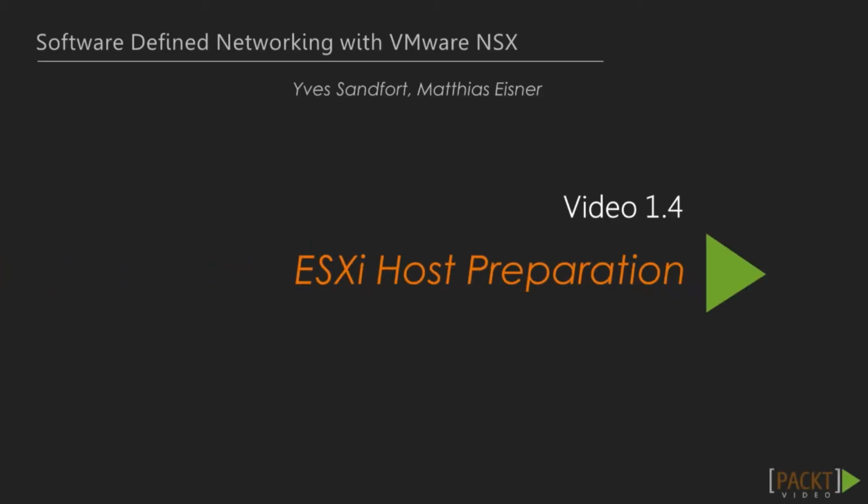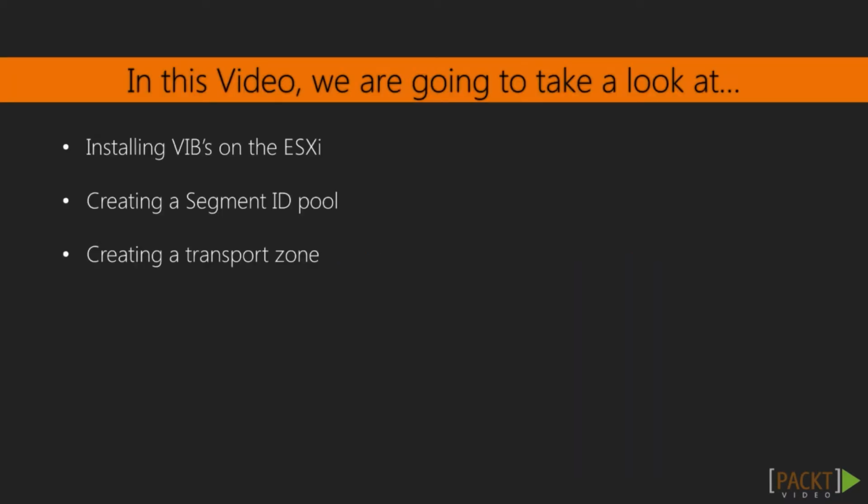Next, we are going to do the ESXi host preparation. In this video, we are going to take a closer look at how to install VIBs on the ESXi host. VIB is short for vSphere Installable Bundle. It contains necessary modules which we need on the ESXi host for features like distributed router, distributed firewall, or the basic VXLAN functionalities. Then we are going to take a look at the segment ID pools, and finally we are going to create a transport zone.